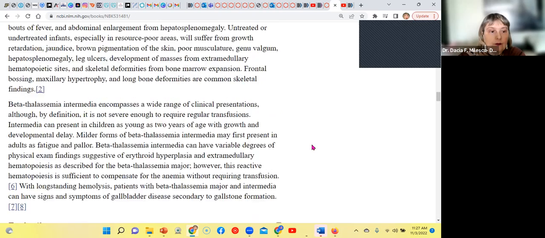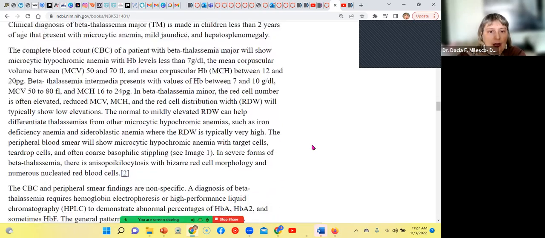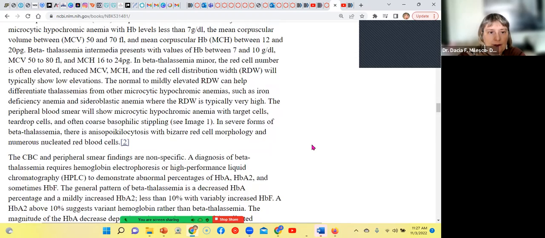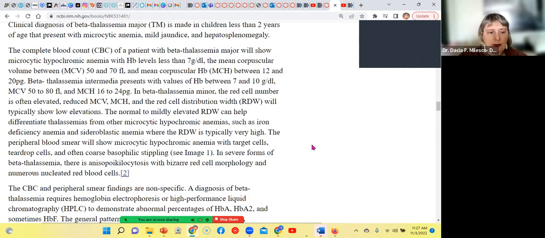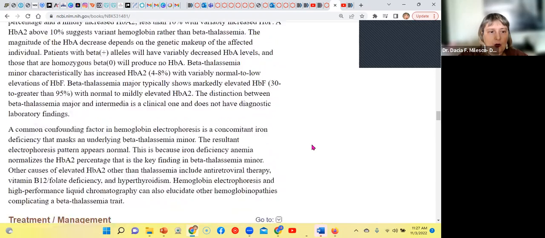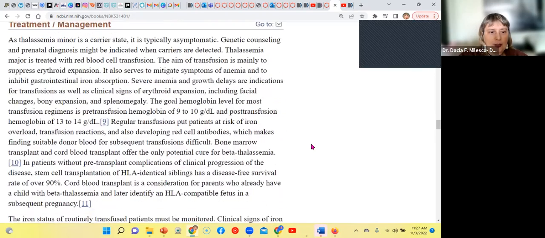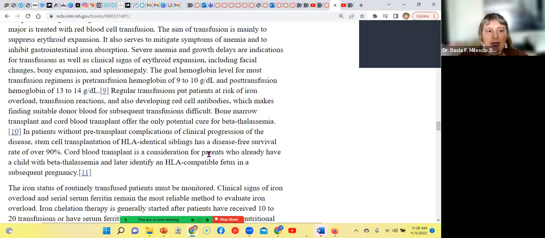All right. Now, I already mentioned the CBC with diff is pretty much how you can discover it. I'm going to go on and go into treatment options. So treatment right now is still pretty much doing frequent monthly blood transfusions, and sometimes a bone marrow transplant if they qualify and they have to wait for it. Cord blood transplant is also offered as a potential cure for beta thalassemia.